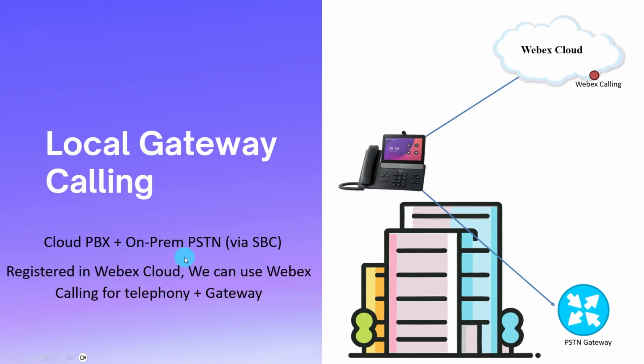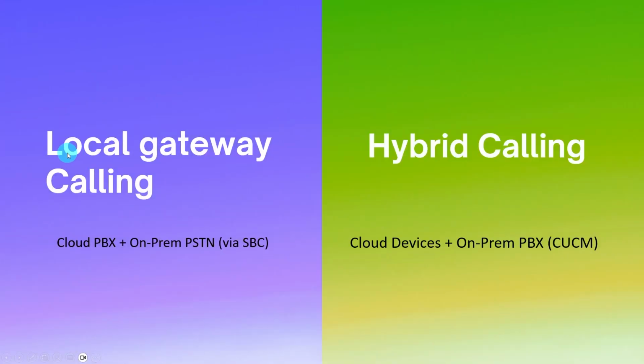Since the device is registered on WebEx Cloud, you can also use WebEx calling plan for telephony, but that method ends up being more expensive for most users. So, for telephony or to make outbound calls, you have the option of either using WebEx calling or you can use the PSTN gateway, which is a wired connection that connects the premises to the hub. If cost is a factor to consider, then using the wired PSTN gateway turns out to be cheaper than WebEx calling for most clients. So what's a local gateway calling? It is nothing but Cloud PBX plus on-prem PSTN via SBC.